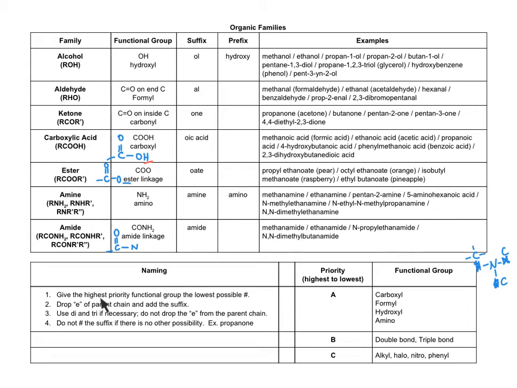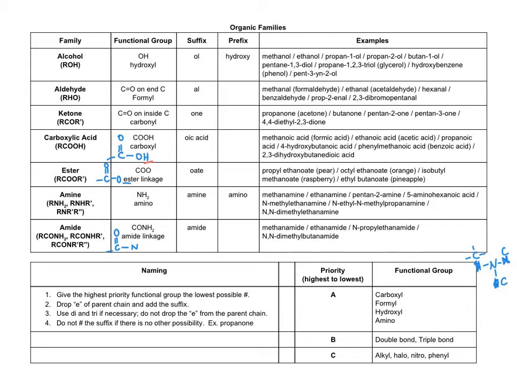All right, in terms of naming, you are going to see multiple functional groups in some of these questions. And so the first step is to always give the highest priority functional group the lowest possible number. So don't forget everything you've learned. We're finding the parent chain, right? And the parent chain will include the highest priority functional group and any double or triple bonds if they're present. We're going to drop the E of the parent name, right, whatever it is, and add the suffix.